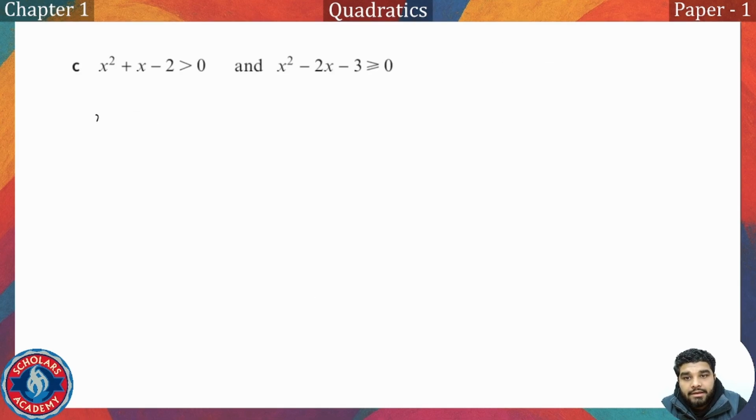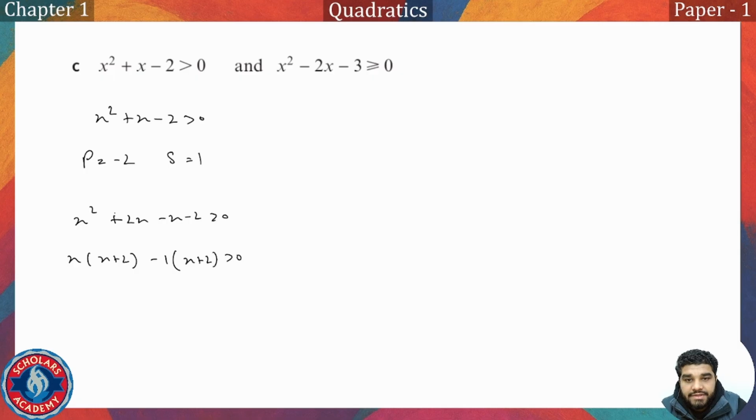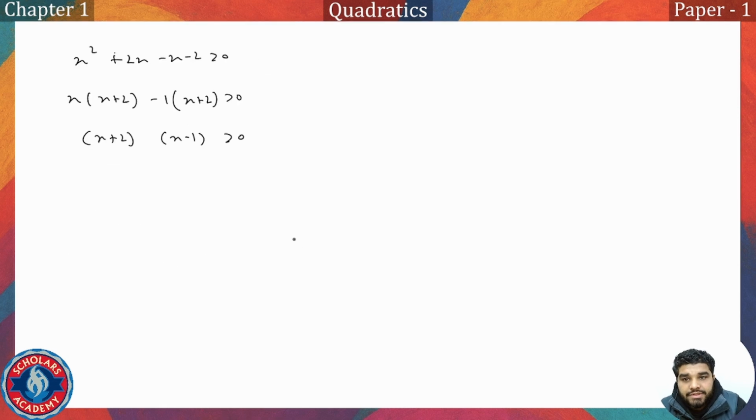We get x square plus x minus 2 is greater than 0. If I simplify over here, the product is equal to negative 2, the sum is equal to 1. So I can write it as x square plus 2x minus x minus 2 is greater than 0. If I take x common, x plus 2, and minus 1 common, x plus 2 is greater than 0. So (x plus 2)(x minus 1) is greater than 0. The zeros are x is equal to 1 and x is equal to negative 2. So check the real line, negative 2 and 1.